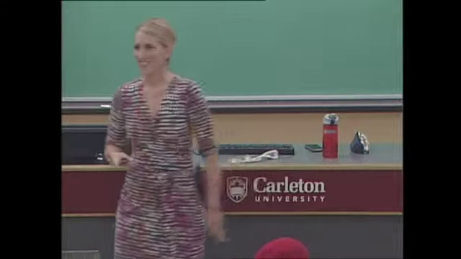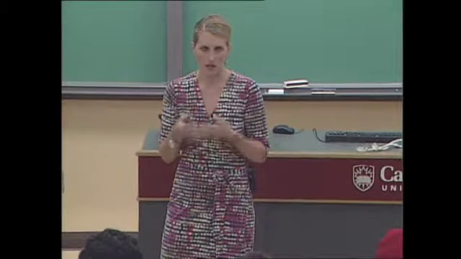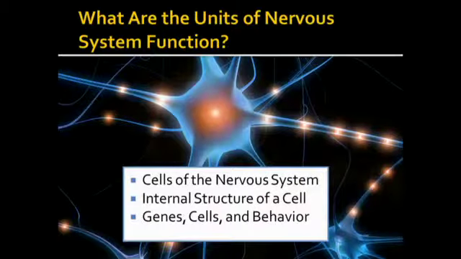All right, so moving away from gross neuroanatomy and the very simple functions of the somatic and autonomic nervous systems, now we're going to go much more micro and look at the units of the nervous system, which are the cells. We're going to look a little bit at the internal structure of a cell, and then talk a little bit about genes, cells, and behavior.